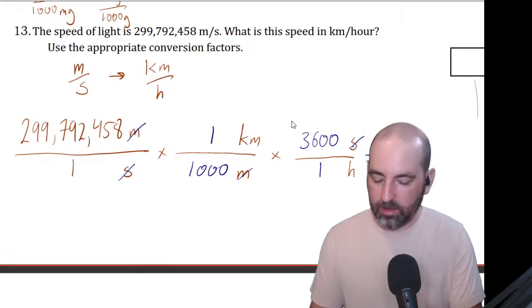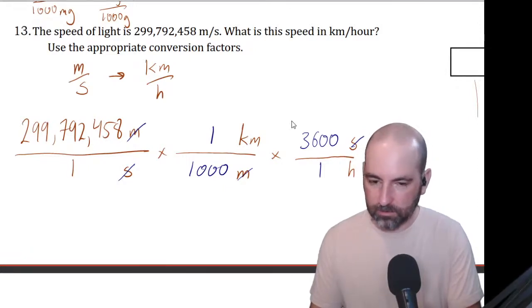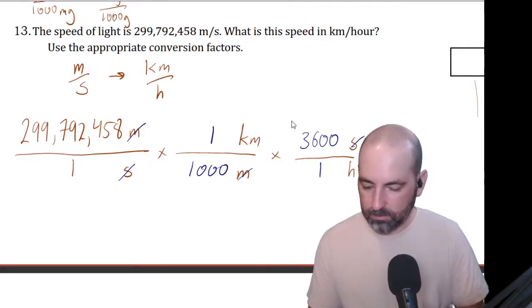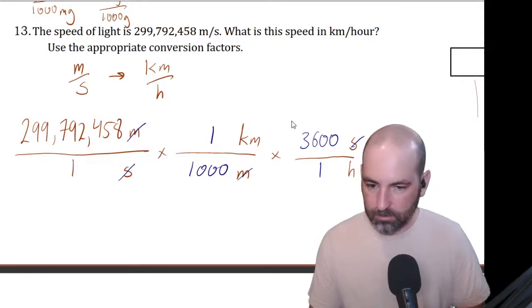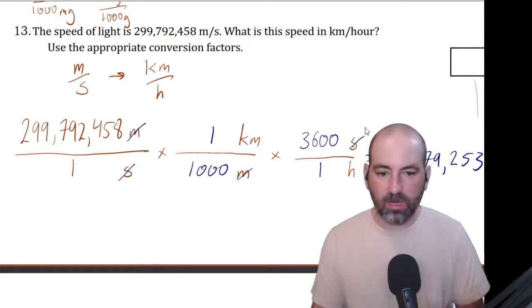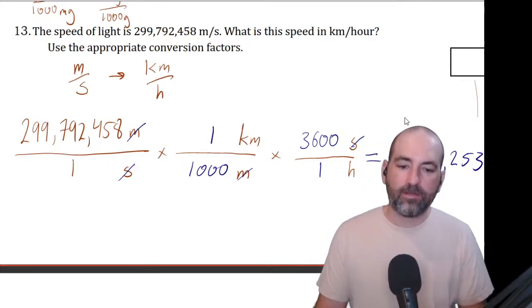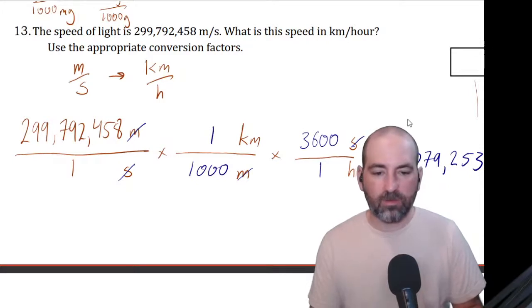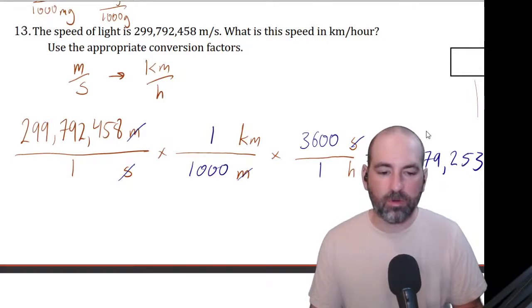So I'm going to run that calculation. And it is a very big number. I'm just going to keep it at the ones place here, but we've got 1,079,253 kilometers per hour.